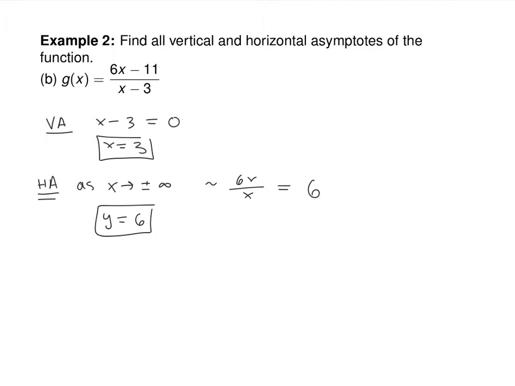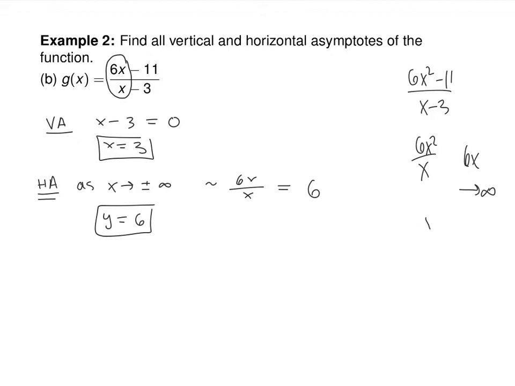Another way to think about these horizontal asymptotes is that the biggest power is actually all that matters. So you can always look at the largest power over the largest power. If you have 6x over x, then that cancels to 6. And if you would have had 6x squared minus 11 over x minus 3, you would have had 6x squared over x, just taking the highest powers, which would give you 6x. And as x gets large, this thing still goes to infinity, meaning there's no horizontal asymptote.